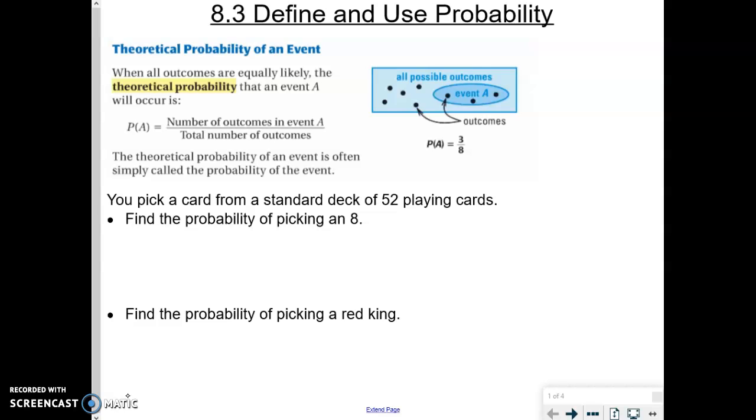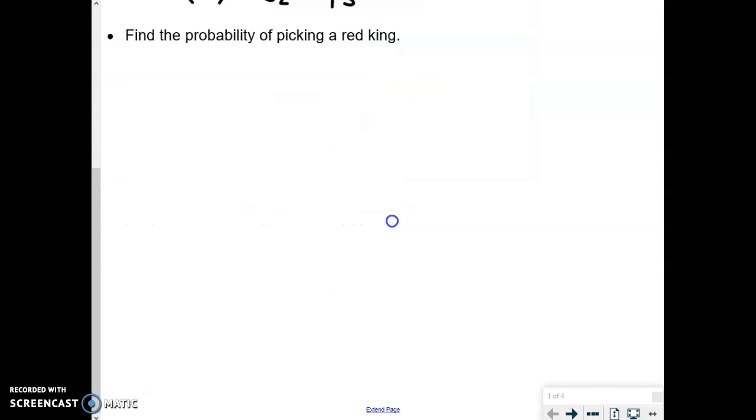So if we are looking for the probability of picking an 8, first of all, how many 8s do we have in the deck? The answer is we have 4 8s. And then, as we already mentioned, we have 52 total cards to choose from. So in this case, the probability of choosing an 8 would be equal to 4 over 52, or simplified down, the probability would be 1 out of 13.